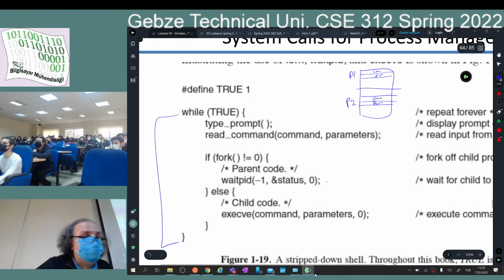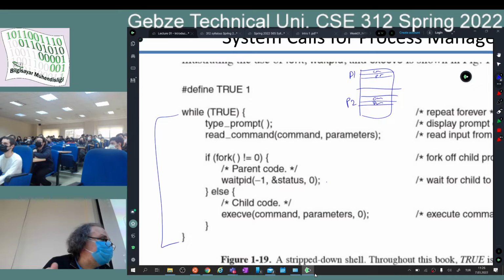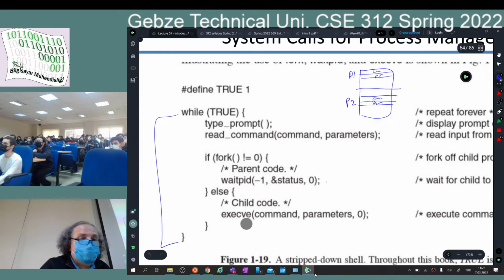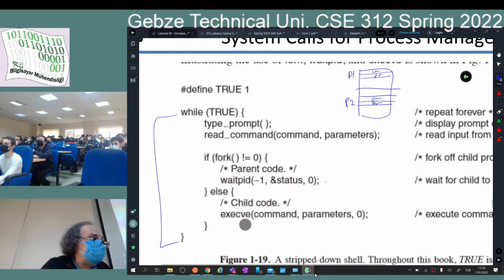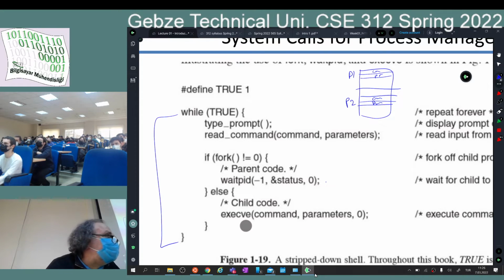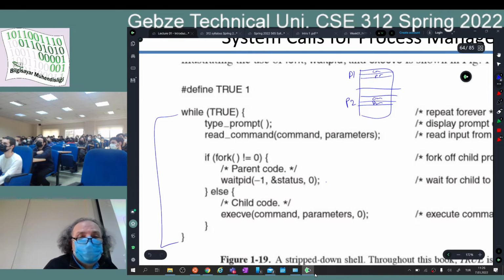Because you said that it changes this to another command. Changes the process image. I am not understanding what you are saying. So in the child mode, we execute this exactly. Exec VE, execution with environment variables. Okay, so we have command and parameters that we copy from the parent process.